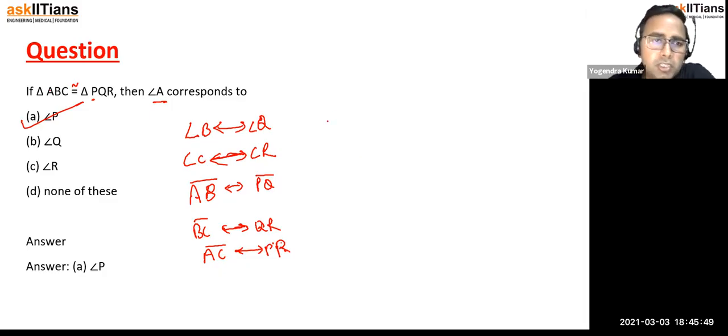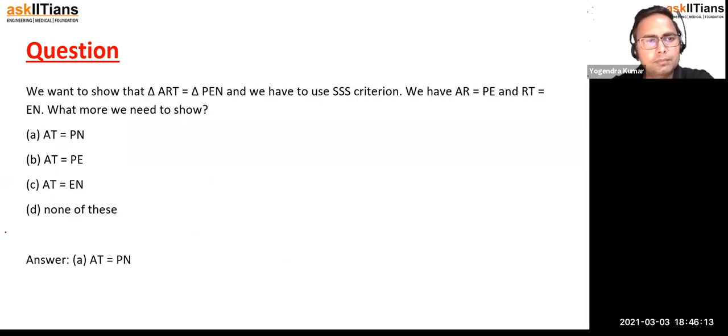You can see many more things about it. Like, what about vertices? Vertex A corresponds to vertex P. Vertex B corresponds to vertex Q, and vertex C corresponds to vertex R here, right? So like that we can understand this.